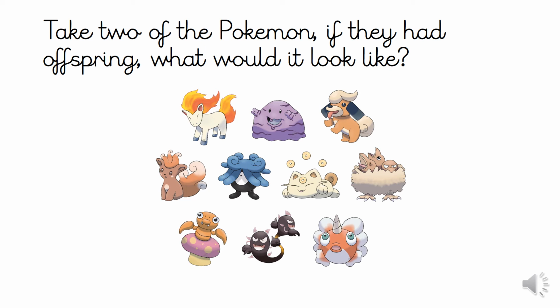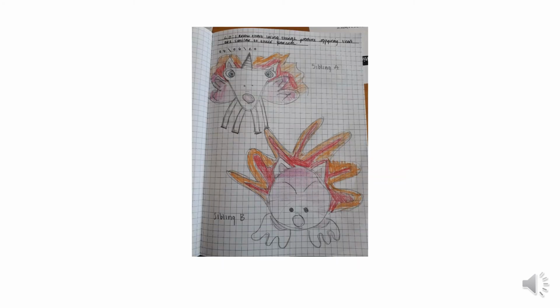Now, we've got a lovely example from Evie. So, this is Evie's. She's taken 2 of the Pokemon and they've had offspring. They look pretty similar actually, these Poke Babies, don't they? Can you see the mouth is quite similar? The colours are similar. They're not identical, are they, these siblings? Even though they've come from the same parents. Why is that, do you think? That's right, there's variation. If you've got siblings, you probably look similar to your siblings, but not identical.